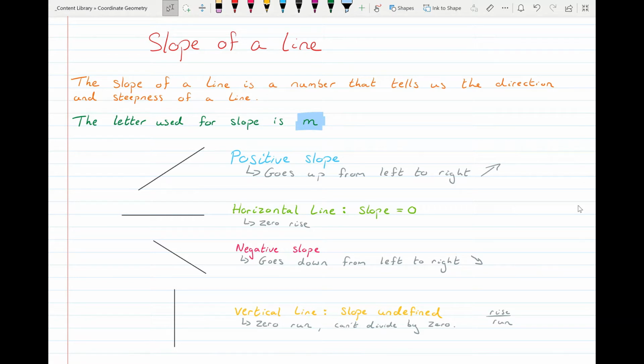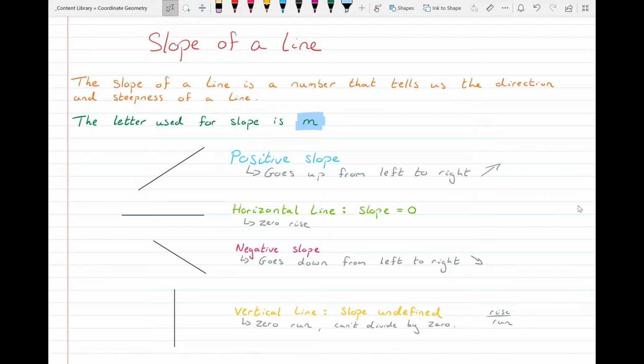So the first one will be a positive slope, a line that goes up from left to right. So it would be like an increasing line, positive slope. A horizontal line is a flat line and that has a slope of 0. A negative slope is a line that goes downwards as you look at it from left to right. So it's decreasing, it's a negative value, it's going down.